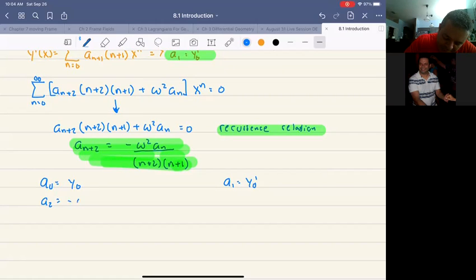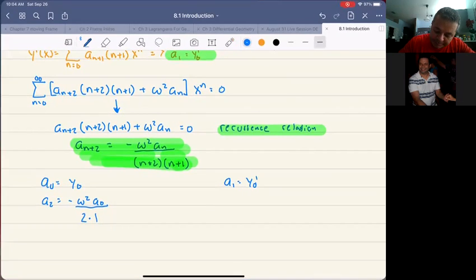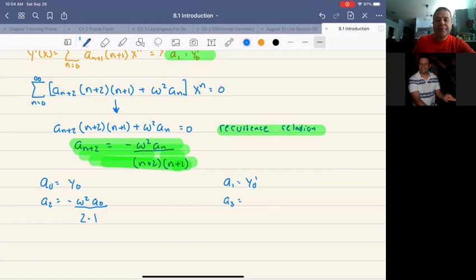equals negative omega squared a sub 0 over, now here, when I'm thinking about this, this is n equals 0. So I'm going to need 2 and 1. Let's write it like that. 2 times 1. What about a sub 3? A sub 3 is going to be negative omega squared a sub 1 divided by, remember here this is n equals 1, so that's going to be 3 times 2.